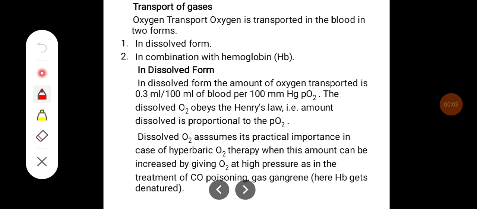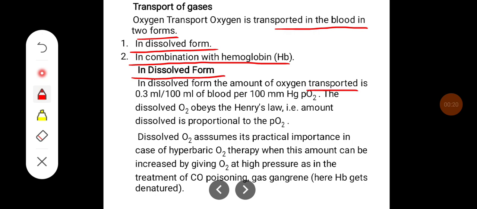Oxygen is transported in the blood in two forms, one in dissolved form and another in combination with hemoglobin. In dissolved form, the amount of oxygen transported is 0.3 ml per 100 ml of blood per 100 mmHg of PO2. The dissolved oxygen obeys Henry's law, that is, the amount of dissolved oxygen is proportional to the partial pressure.